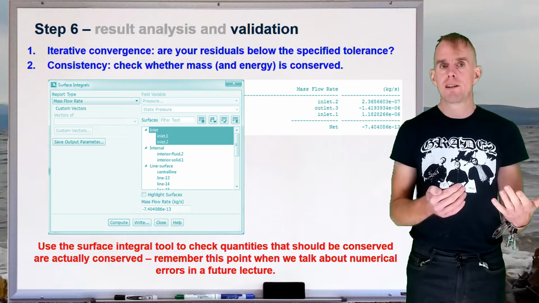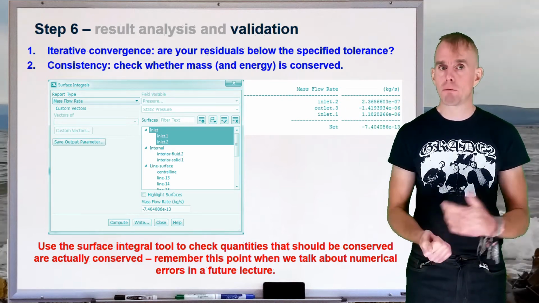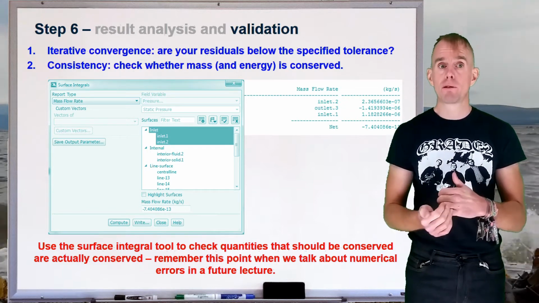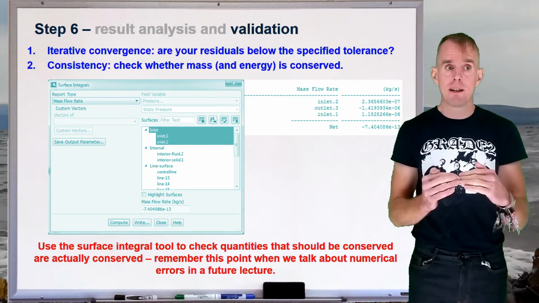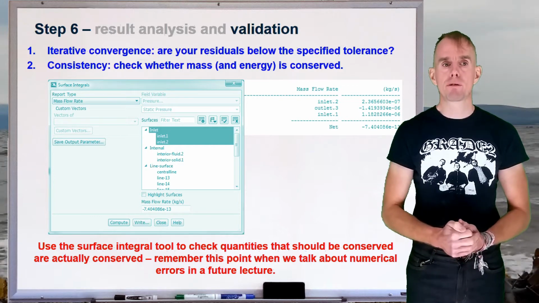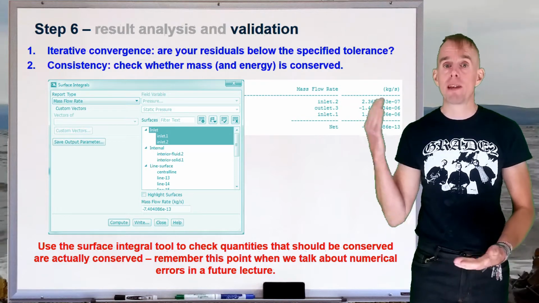And so we can see that in this case, yes, mass has been conserved, since there's roughly 6 or 7 orders of magnitude difference between what our flow rates are and what the mass balance error is. And so the surface integral tool can be a very, very useful check on the simulation consistency. And you can do this as well with energy balances.